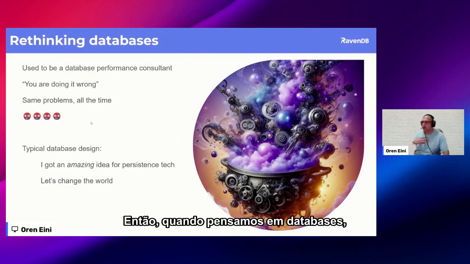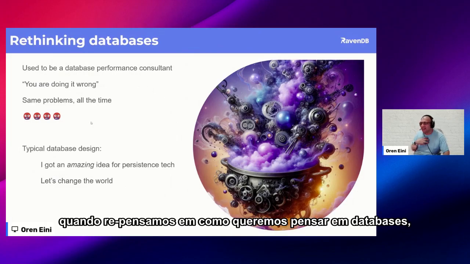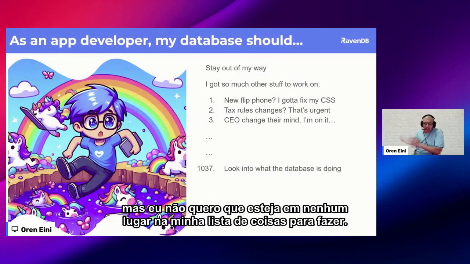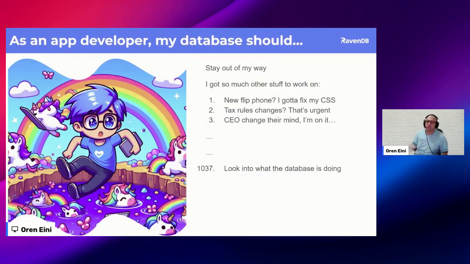So when we think about databases, when we rethink how we want to think about databases, let's see where we want to be. As an application developer, I want the database to go away. I need it to work, but I don't want it to be anywhere in my list of things to do.